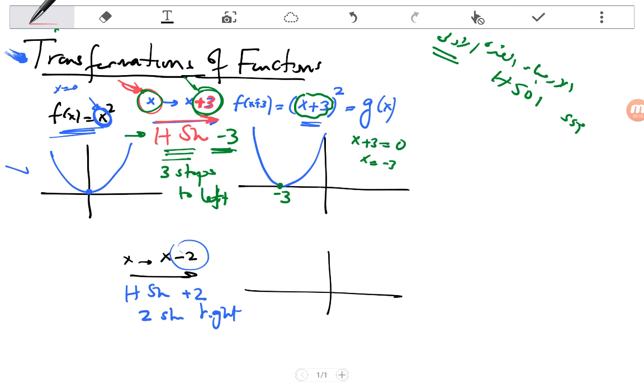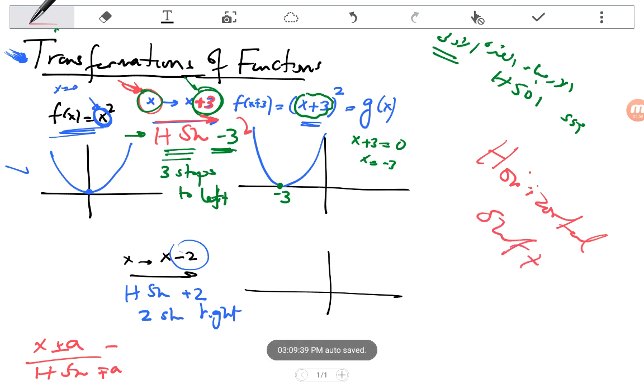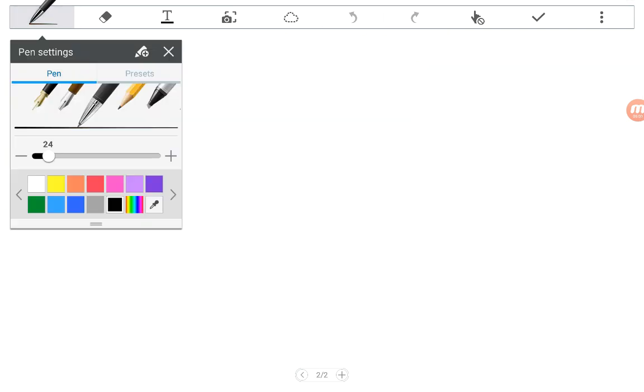I say what happened mathematically, and beneath it I write the interpretation of the transformation that happened. So I know that x plus or minus some a is called a horizontal shift, negative or plus a. This is the first transformation, and it is called horizontal shift. Now let's see another transformation.